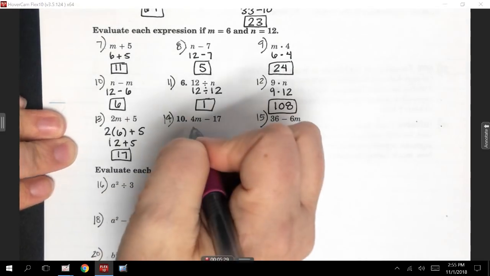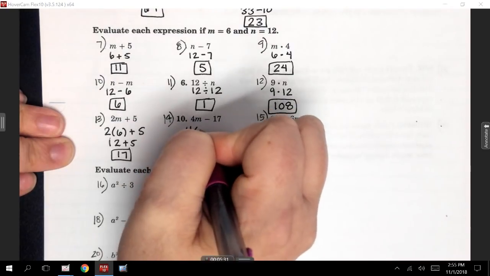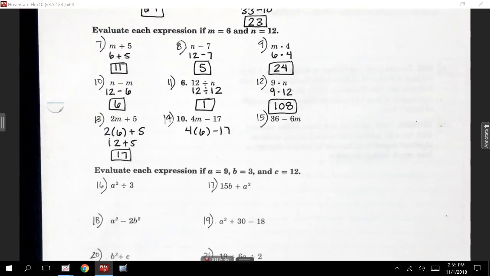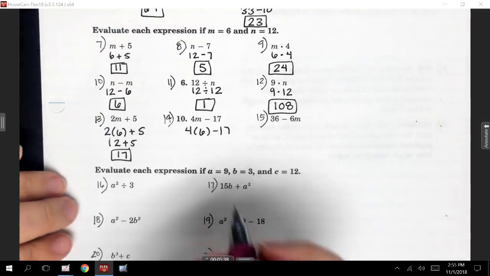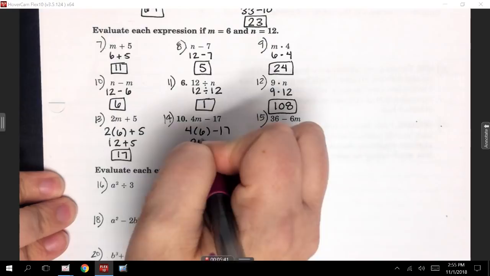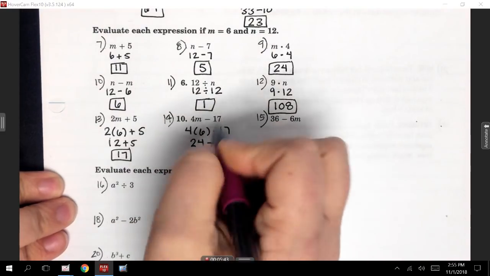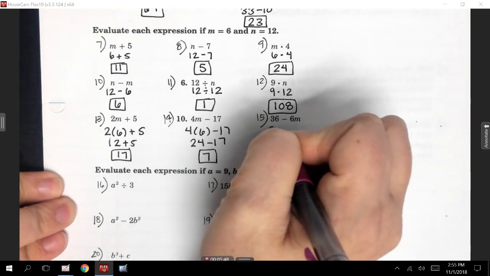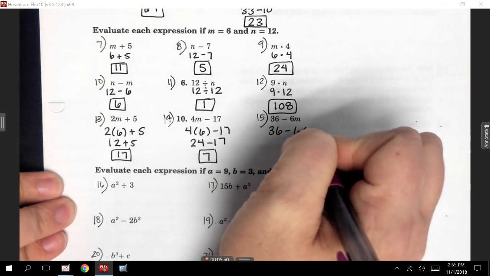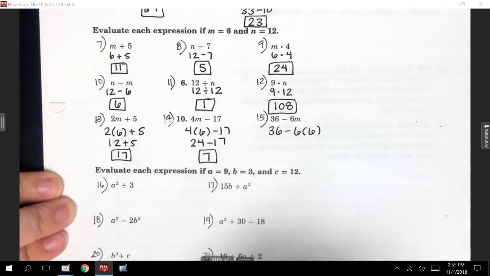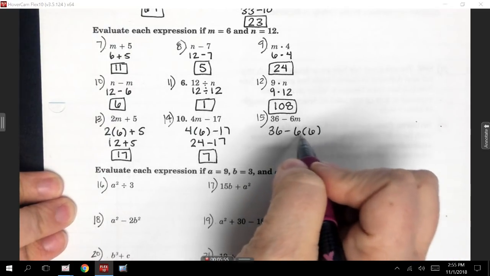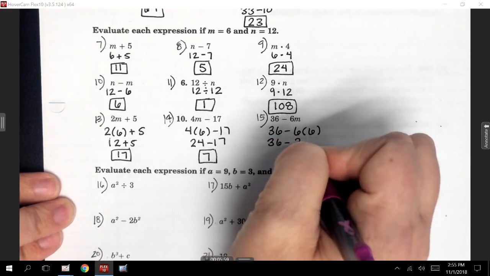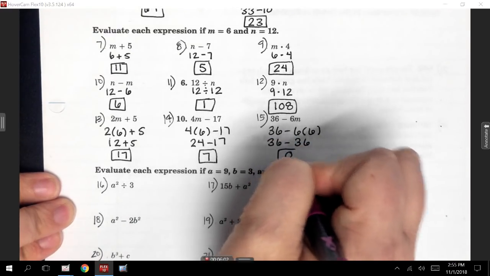All right, looking at the next one, 4 times m, which is 6, minus 17. Again, making sure I put that 6 in parentheses so it's not 46. 4 times 6 gives me 24, minus 17, and 24 minus 17 is 7. Last one, we have 36 minus 6 times m, which is 6 again still. So here, this is multiplication, so I do need to do that first. So I get 36 minus 36, which gives me 0.